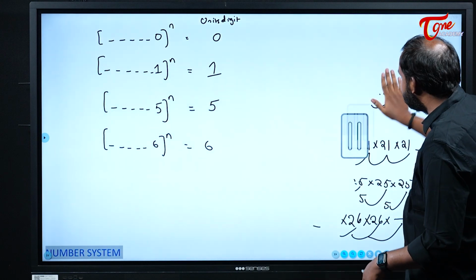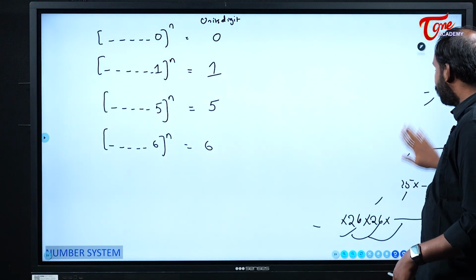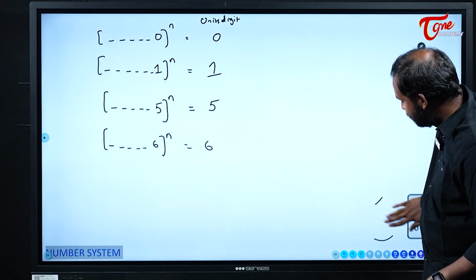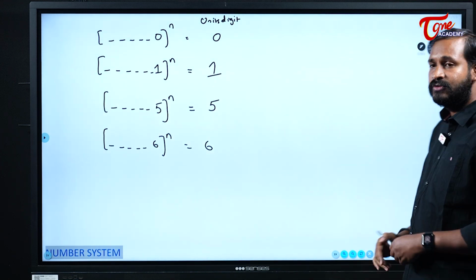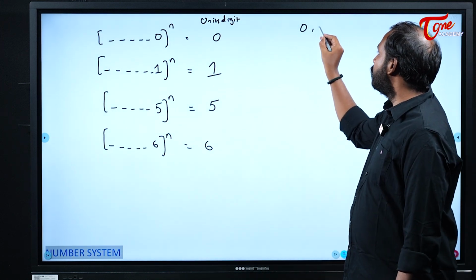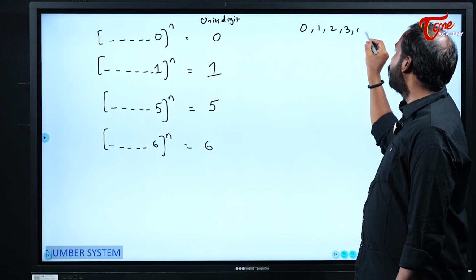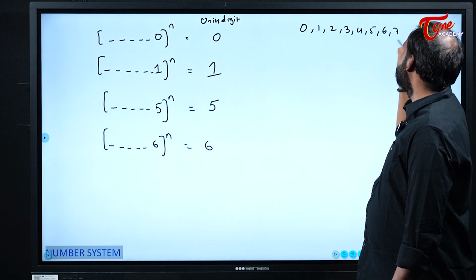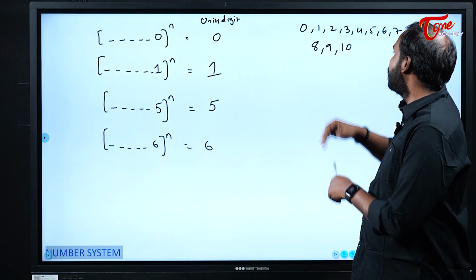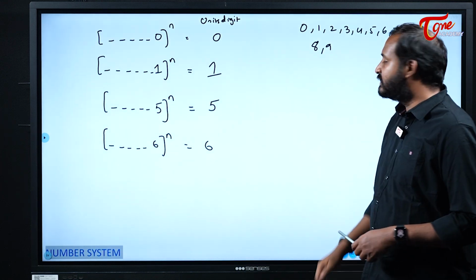So in total, how many digits do we have? 10 digits. Out of those 10 digits, we are done with 4 digits. So what are those digits? 0, 1, 5, 6, which are the digits we have.